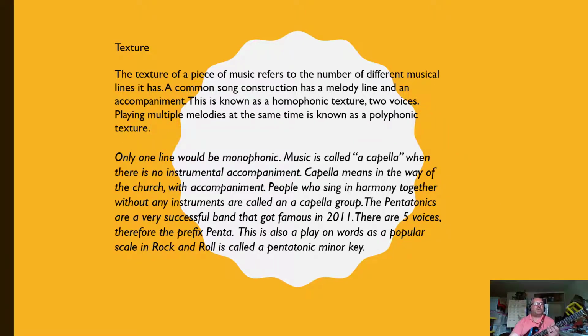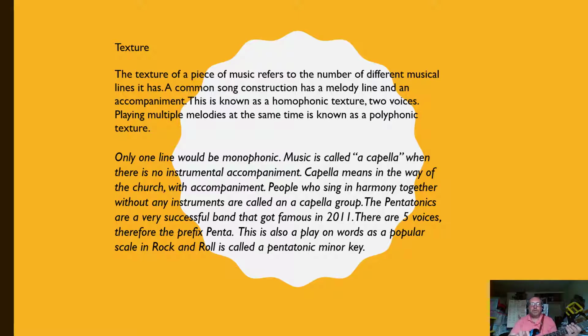Texture. Now, texture in a piece of music refers to the number of different musical lines that it has. A common song has a melody line and its accompaniment. So when I was just singing there before on Stairway to Heaven, it's a melody line and it's an accompaniment. There are two melody lines, but the vocal line is truly considered to be the melody line. Typically, if there are lyrics, the lead melody line is following the lyrical structure. Not always the case, but generally.